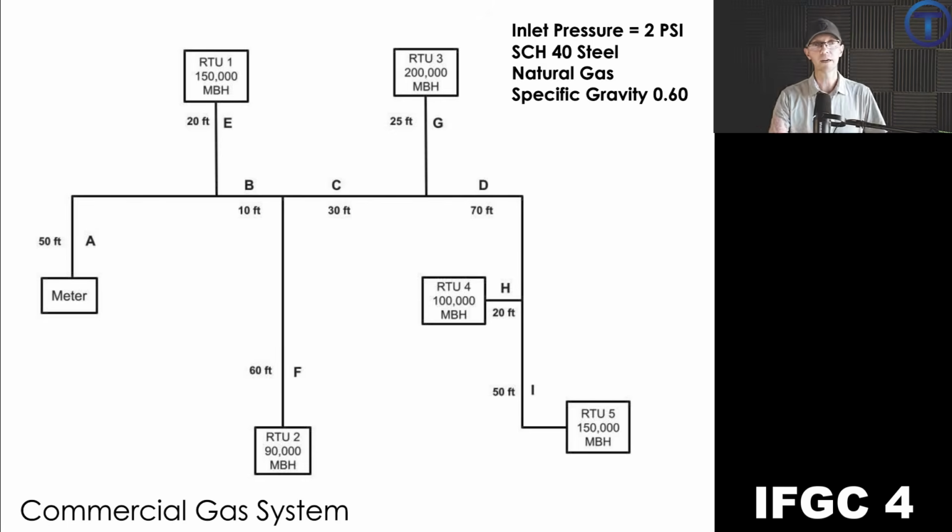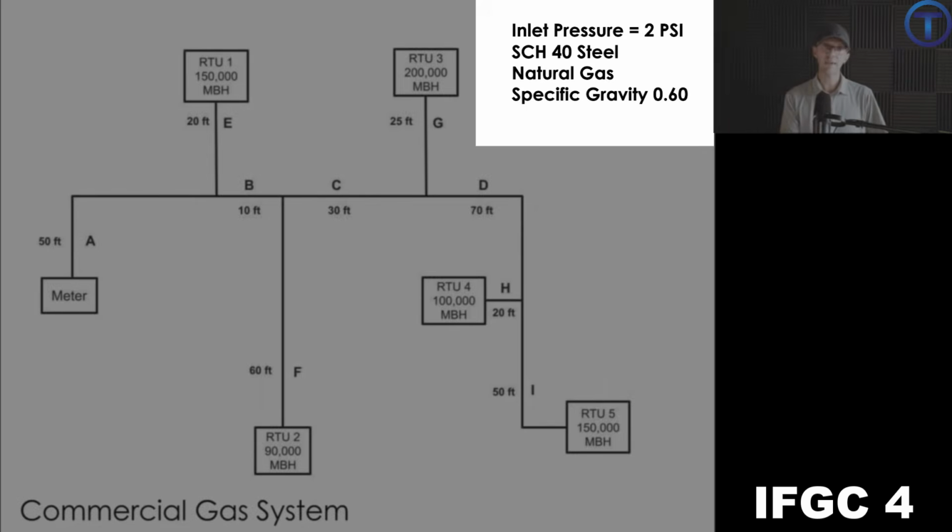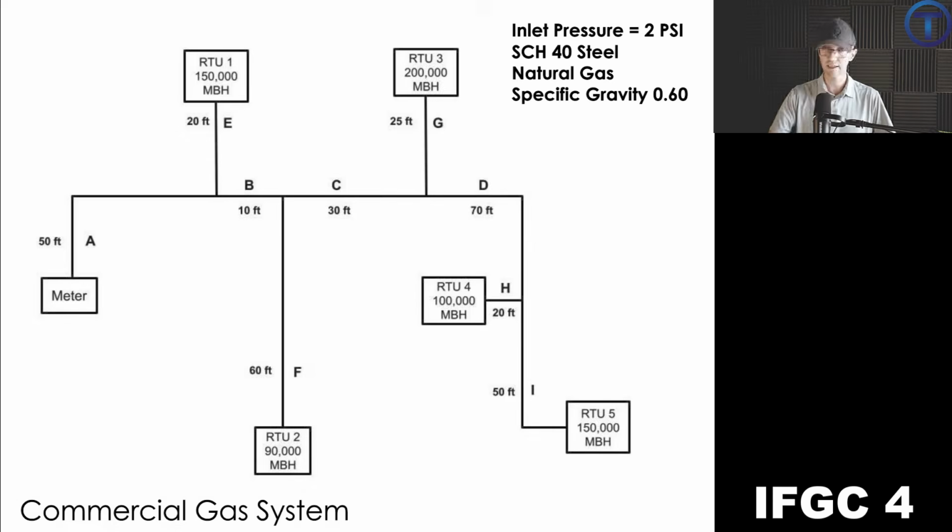Look at the top here, inlet pressure of 2 psi. Let's say I bump it up from that 8-inch water column to 2 psi. Everything else is the same. We're using steel pipe, natural gas, specific gravity 0.6. We are going to use a different table because now we're at 2 psi. But let's see what happens to this whole system if I'm using high pressure. Watch the difference on the pipe sizes.